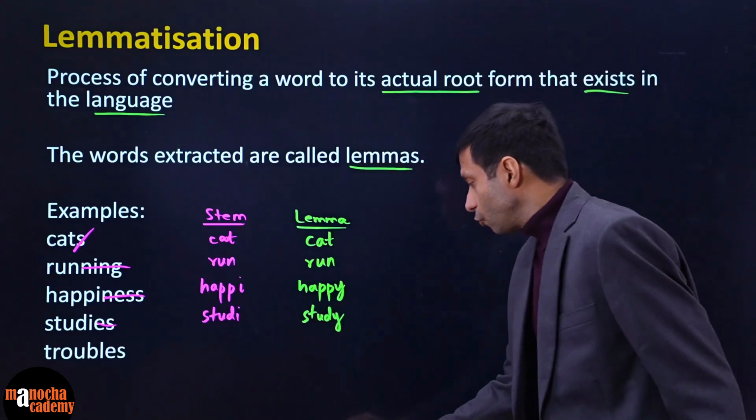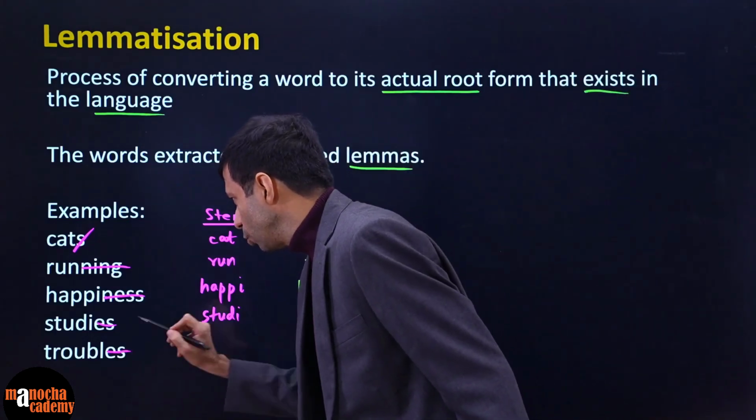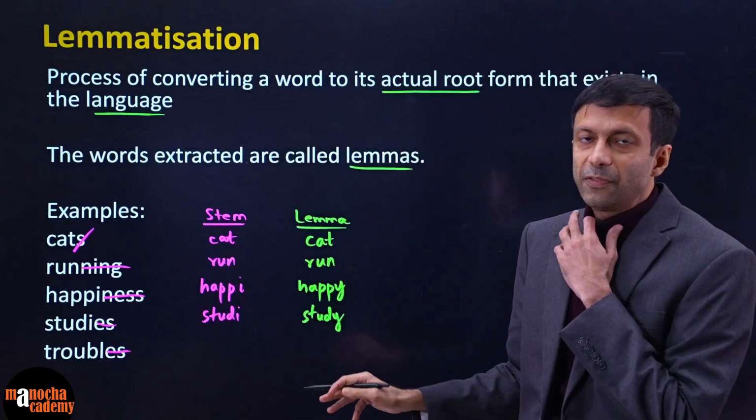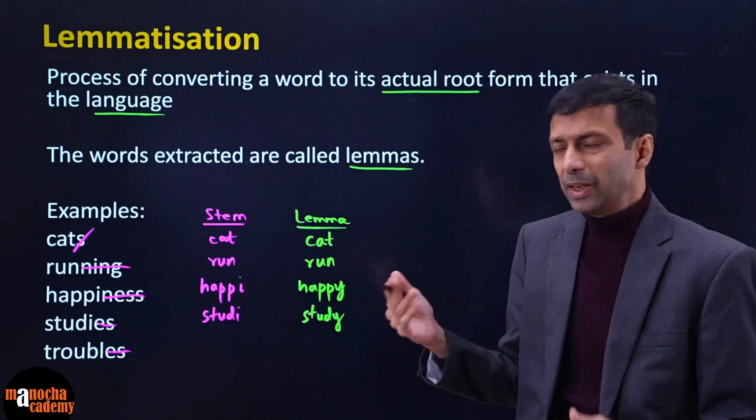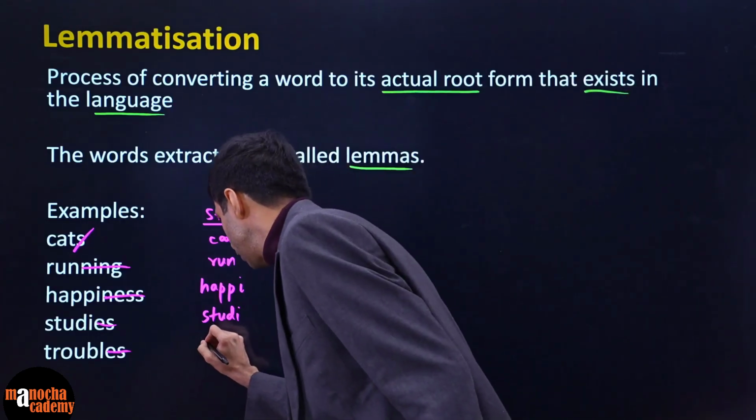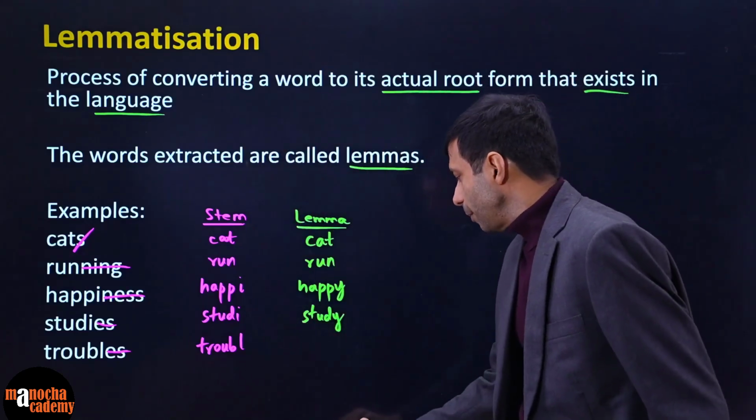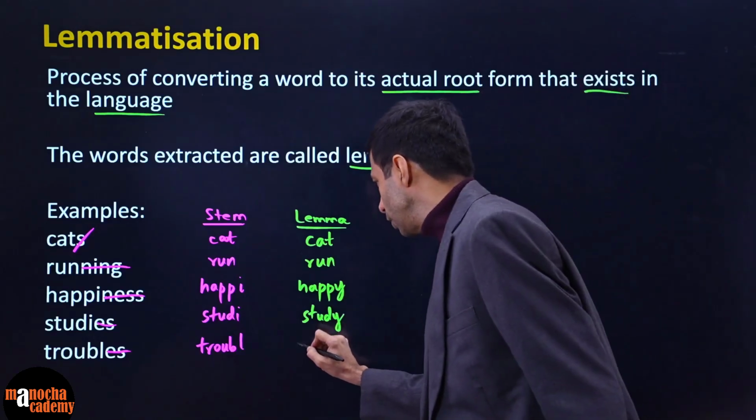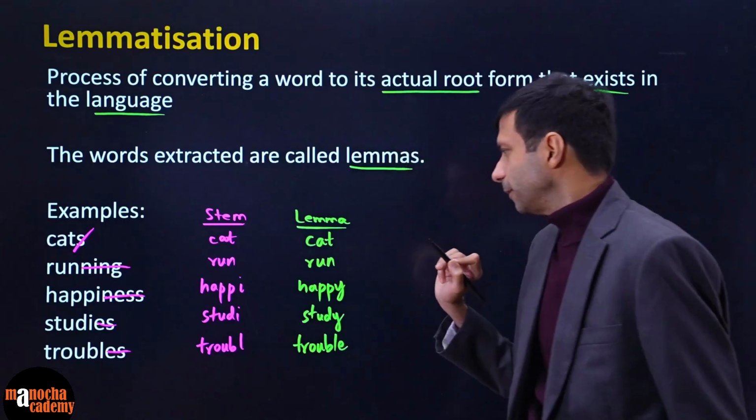Make sense? Troubles. What will you do for troubles? You'll say the ES goes away, because we remove the S, right? And we remove the E also, let's say. Again, it depends on the logic, because ES is many plural. So the stem could be troubl without the E. But in lemma, what will you do? You will basically add the E. So lemma will become trouble with the proper E there.